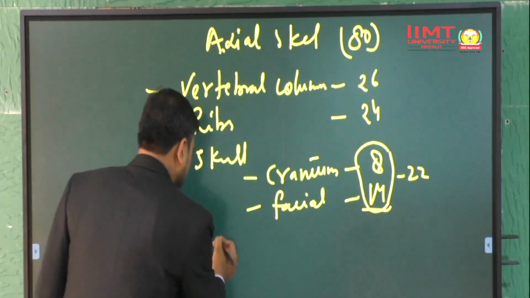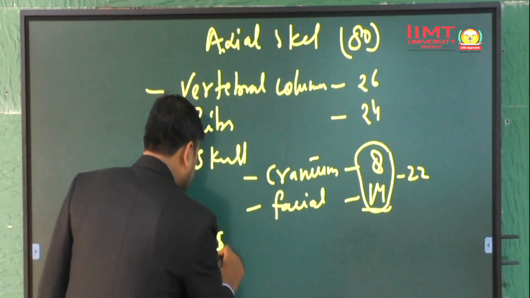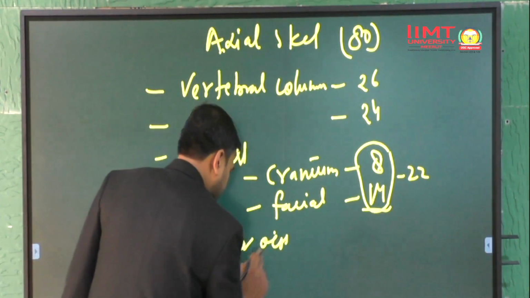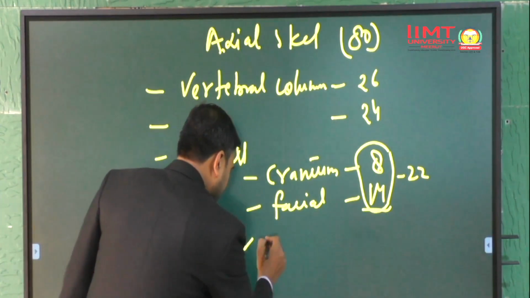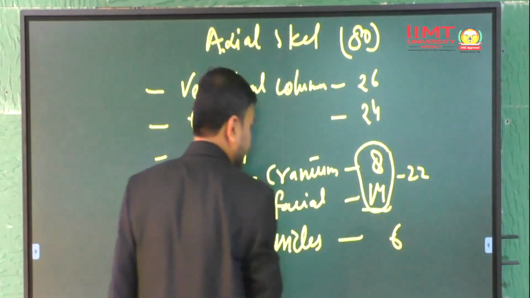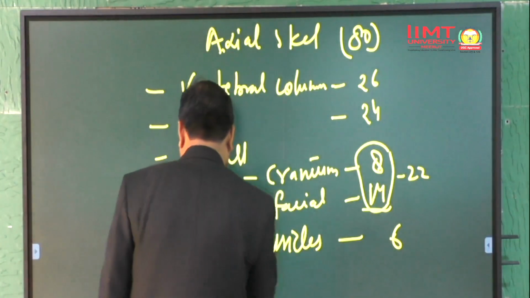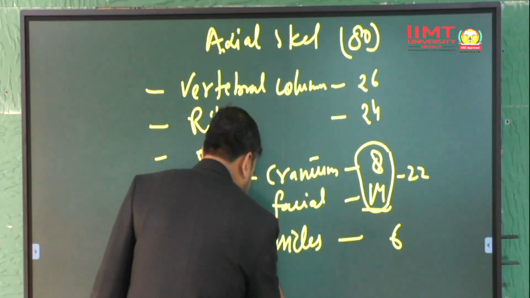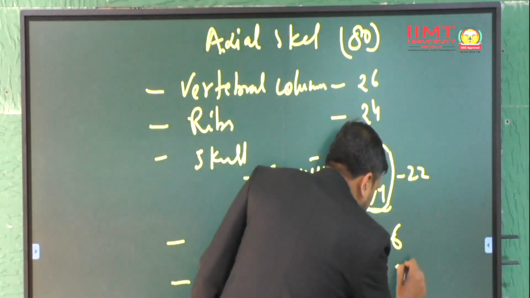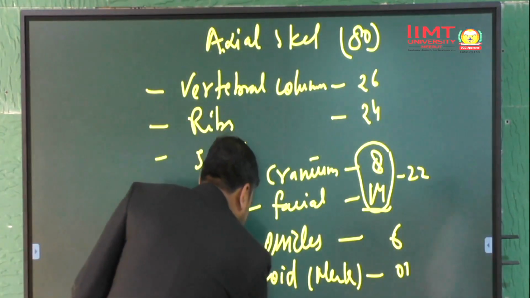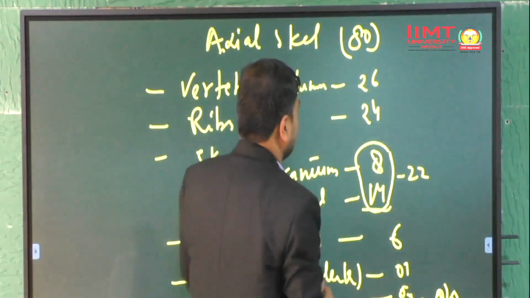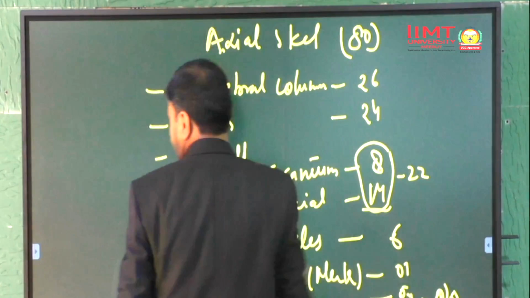And the ear ossicles, there are 6 bones present in our ear ossicles. The hyoid bone, also called the neck bone, is number 1. And the last one is the sternum, which is 1. So the total is 80 bones.